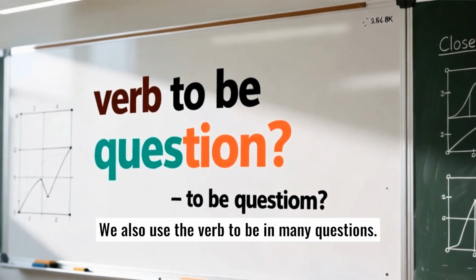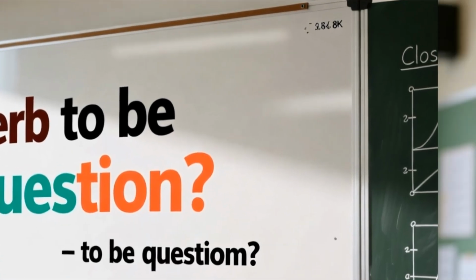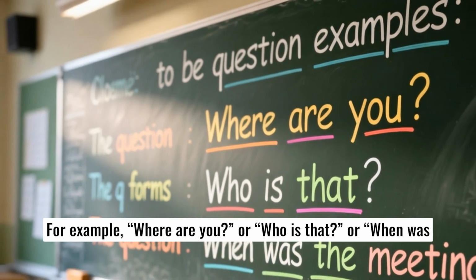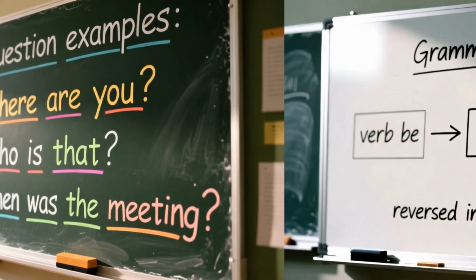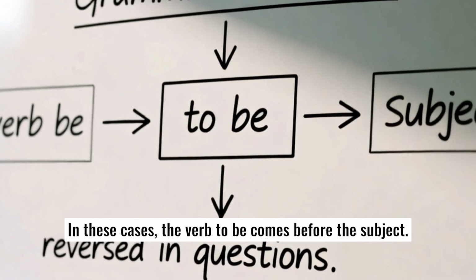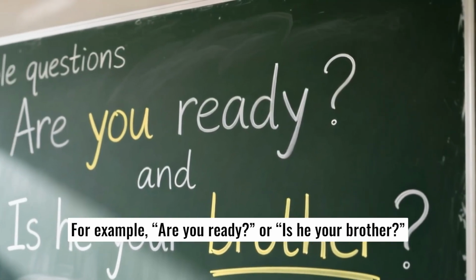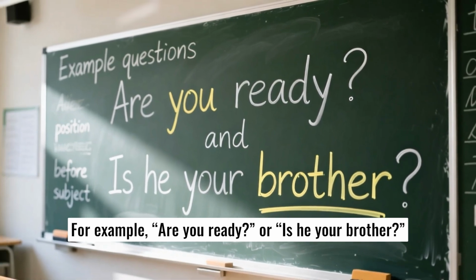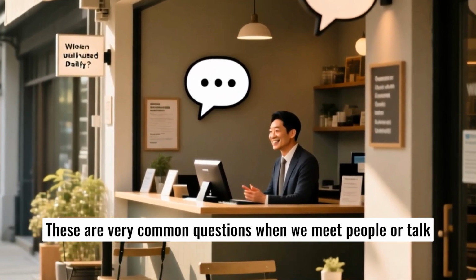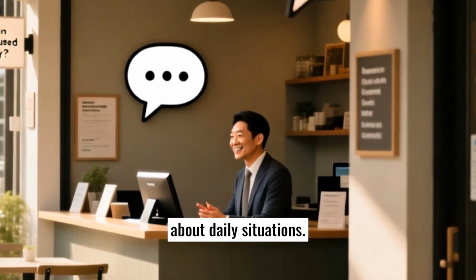We also use the verb to be in many questions. For example, where are you, or who is that, or when was the meeting? In these cases, the verb to be comes before the subject. For example, are you ready, or is he your brother? These are very common questions when we meet people or talk about daily situations.